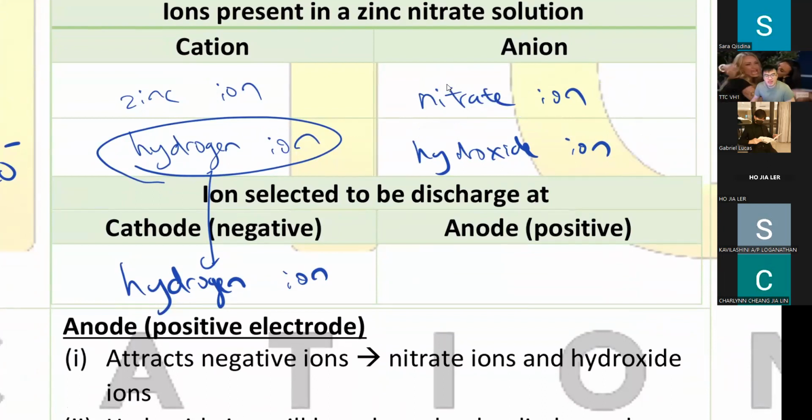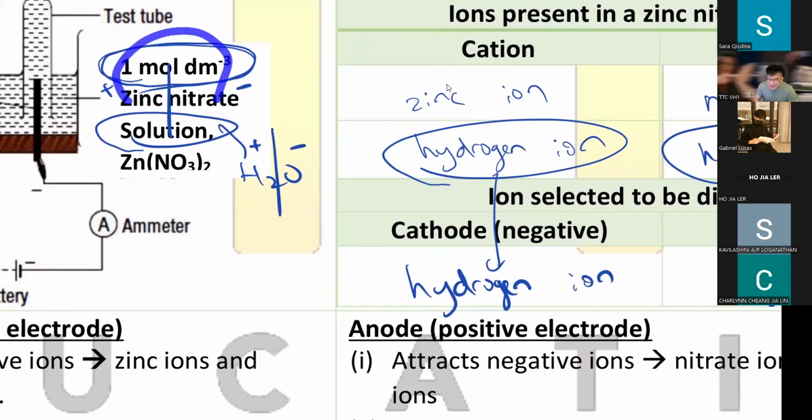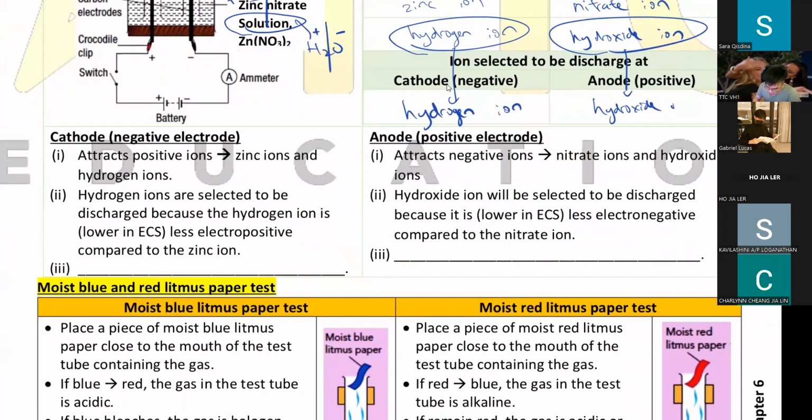Between nitrate and hydroxide, who's the ugly one? Yes, I will still choose hydroxide. Okay, so pay attention. Just because it's concentrated doesn't mean you immediately choose the higher one. You choose the slightly higher one. You don't choose nitrate.